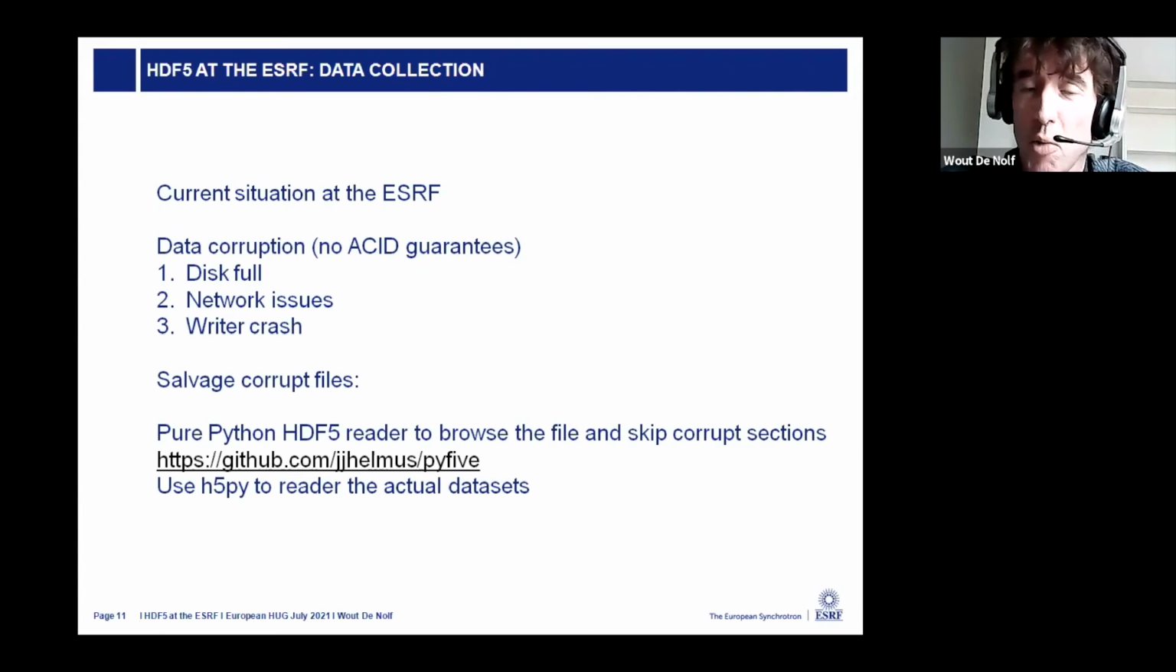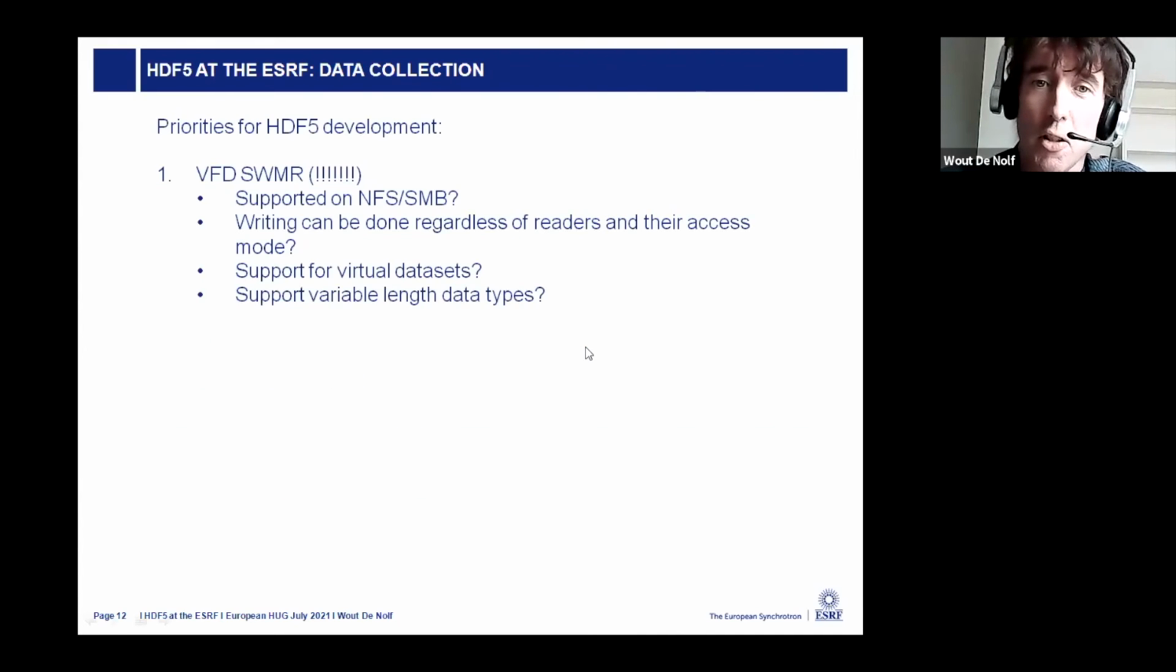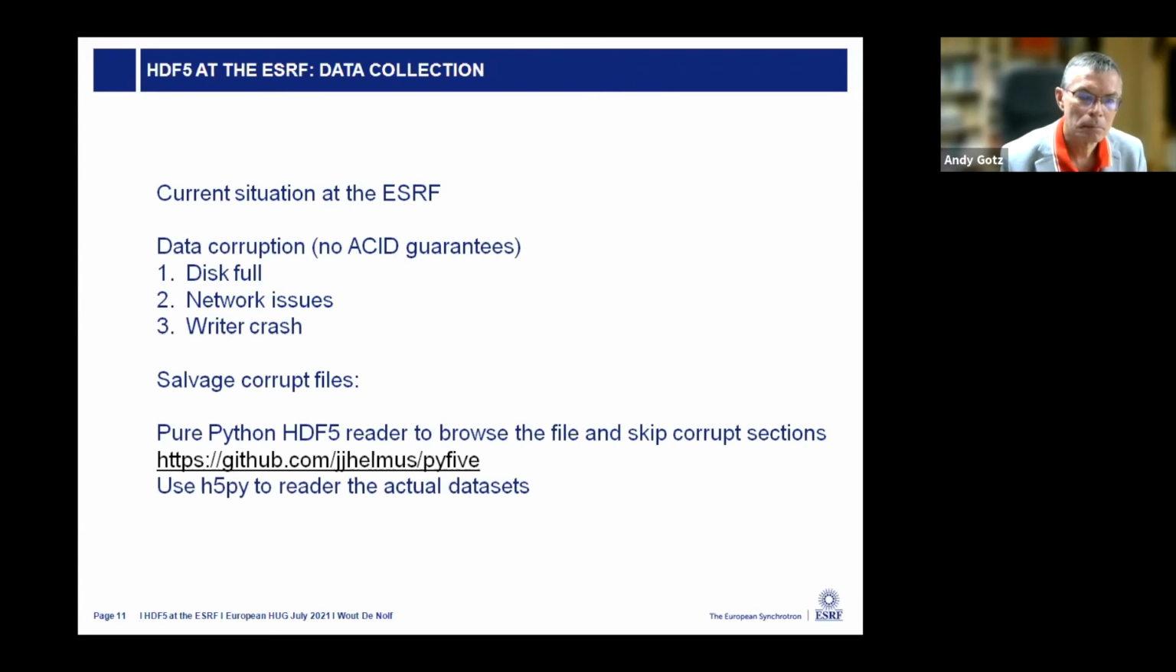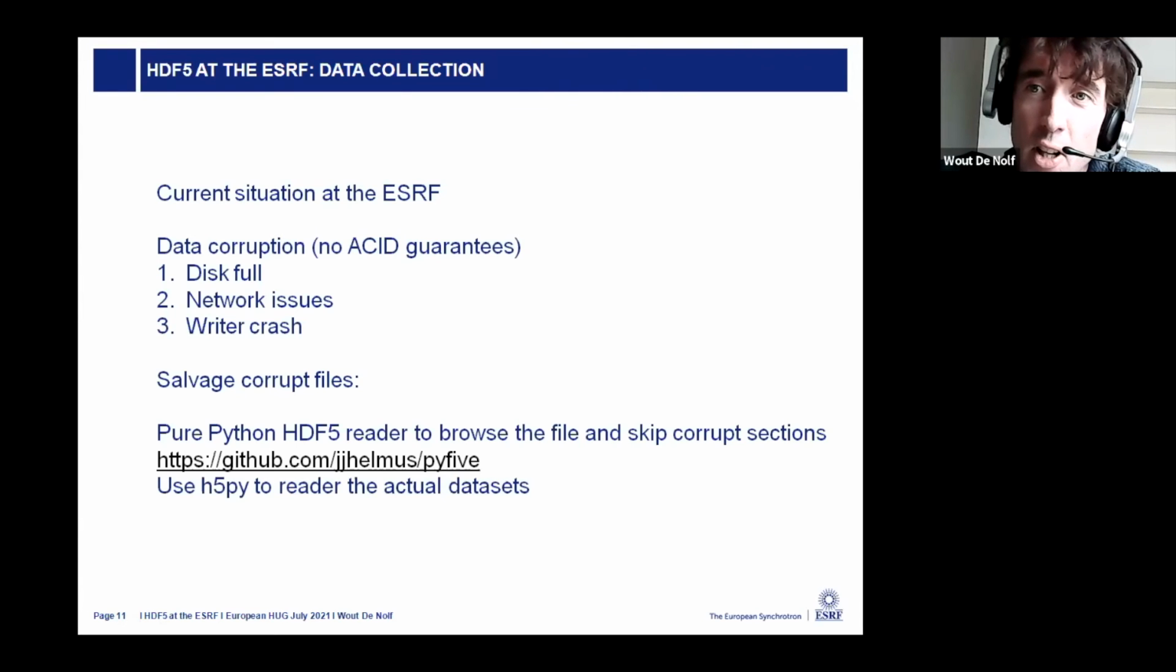So one thing we might look into in the future, or maybe people, I would like to hear from people who have perhaps already solved this issue. But you could think of using a pure Python reader to browse through the files. So basically only go into the B trees and the messages and read the data sets with H5Py.